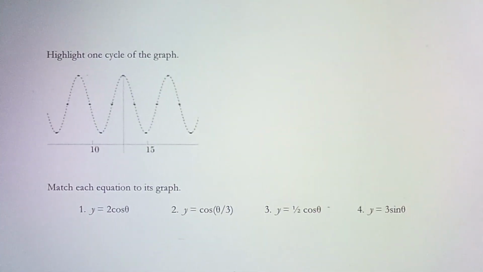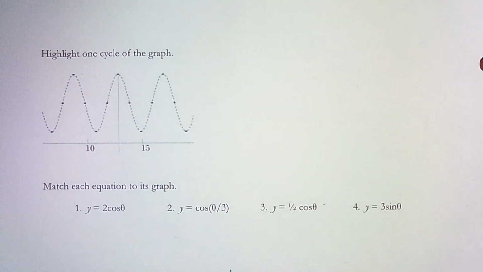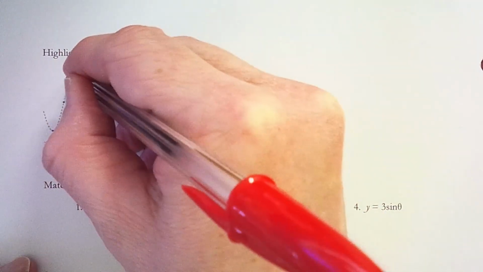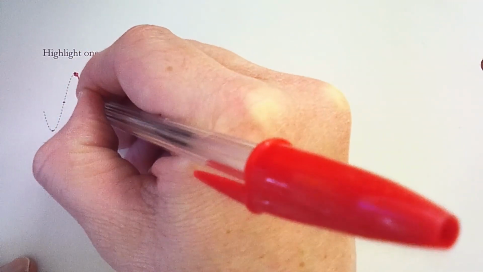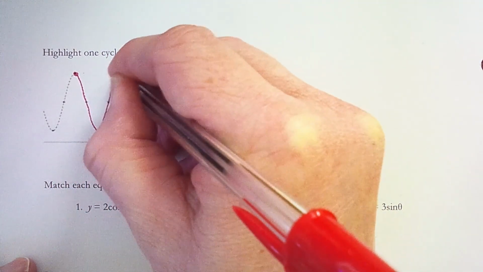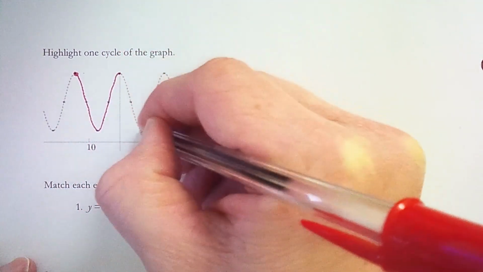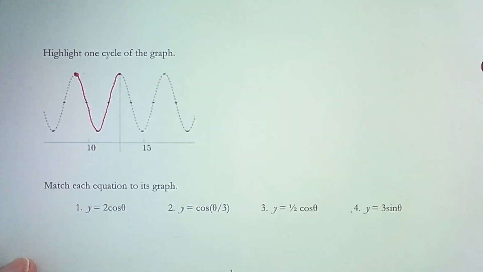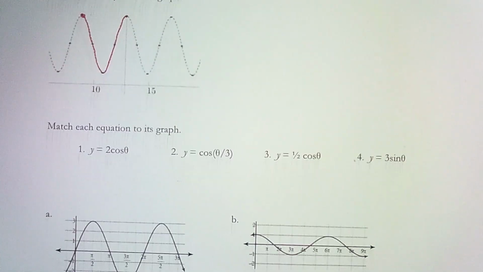On this graph, we are going to highlight 1 cycle. We could pretty much choose any spot to start. I'm going to start right here, and I'm just going to trace over this graph until it looks like I'm going to start repeating a pattern. And when I get up here, if I go any further, I'm just going to repeat the pattern. So that right there is one cycle.